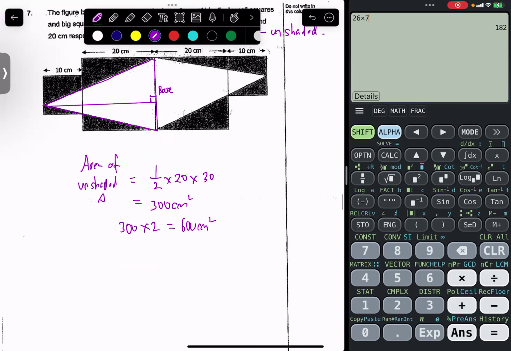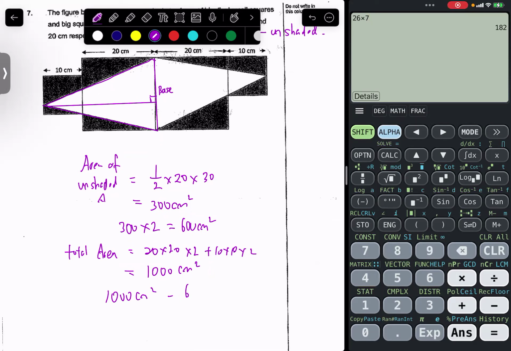Okay, total area will be 20 times 20 times 2 plus 10 times 10 times 2. So 400 times 2 is 800, plus 200, 1000. Okay, so 1000 minus 600, 400.